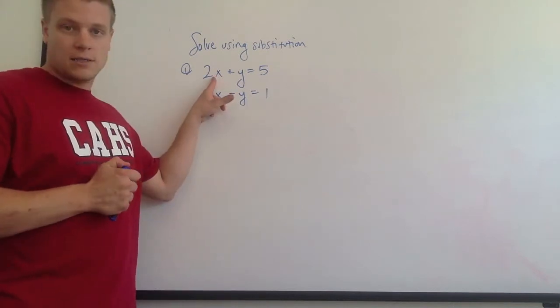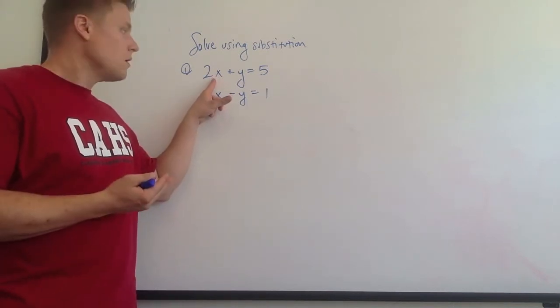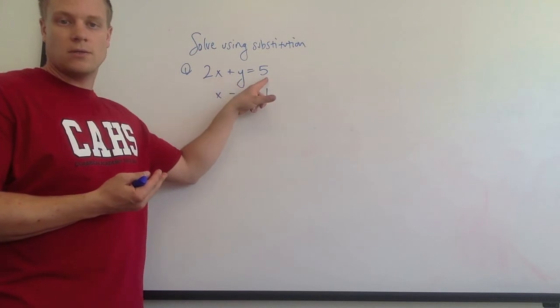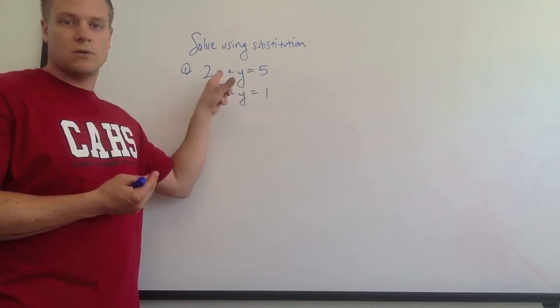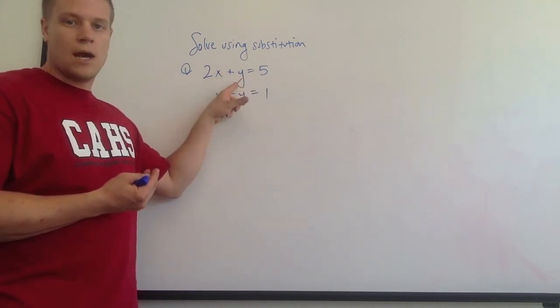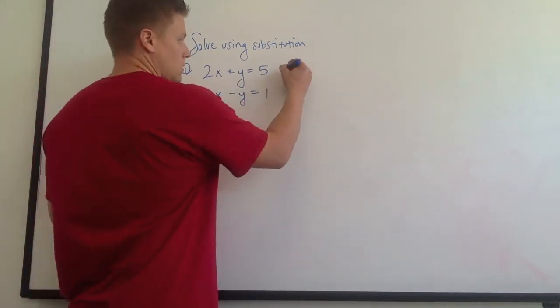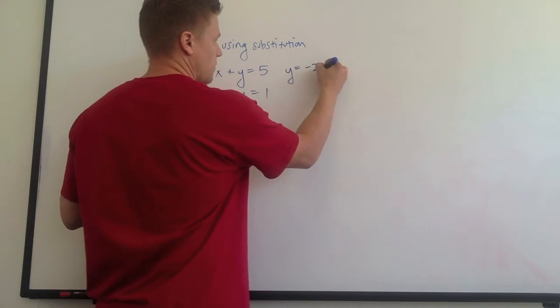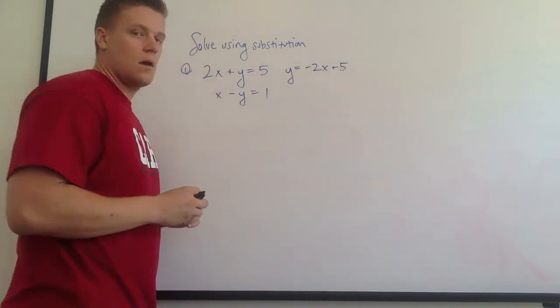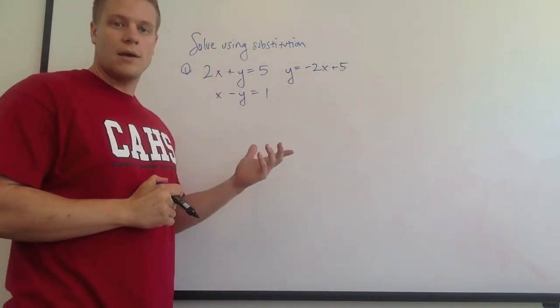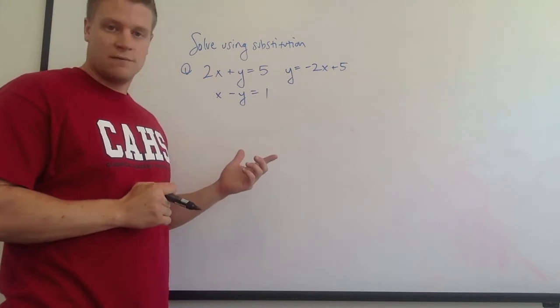Can you solve for x in the first equation? Yes, but we'd have to divide everything by 2 to get x by itself, which would create fractions. So y is actually easier for us to solve for in this problem. Subtract 2x from both sides, and we have solved for y. Y equals negative 2x plus 5.